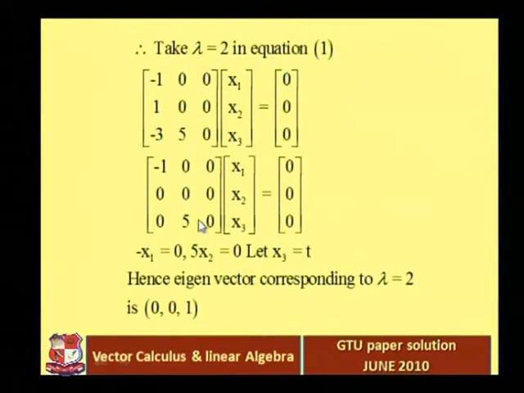In the first and second columns you have leading entries, but in the third column you don't have a leading entry, so I take x3 equal to t. Hence the eigenvector corresponding to lambda equal to 2 is 0 0 1.